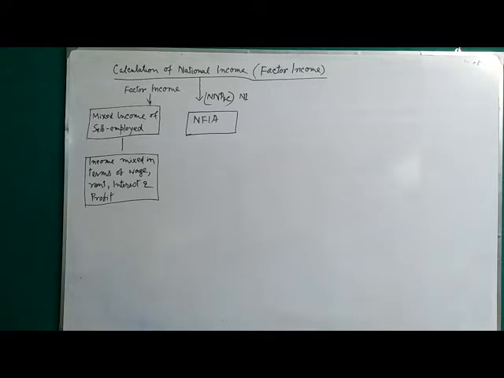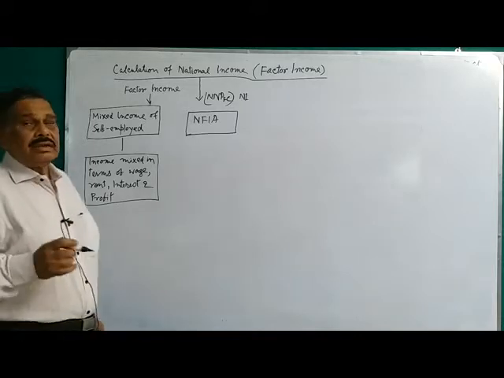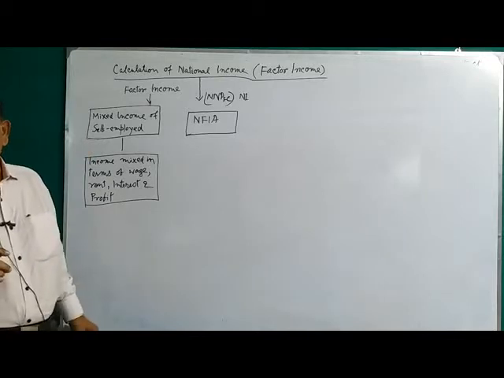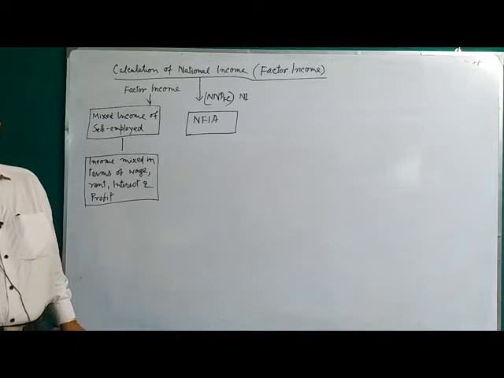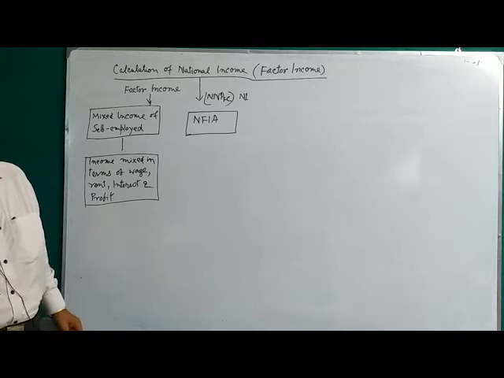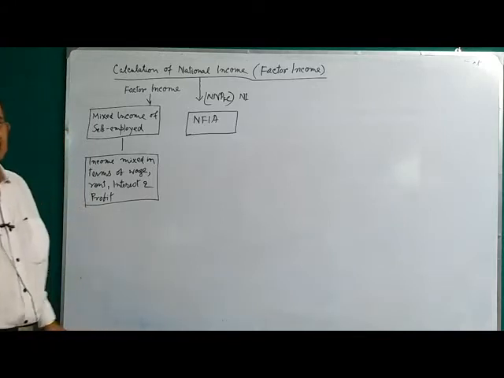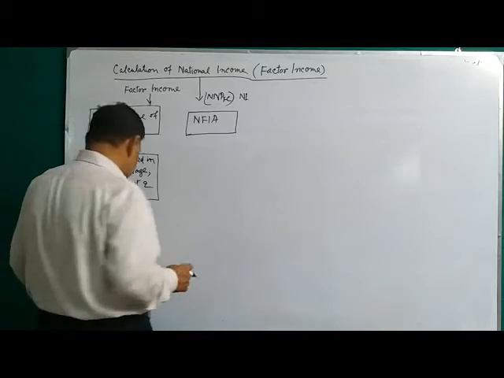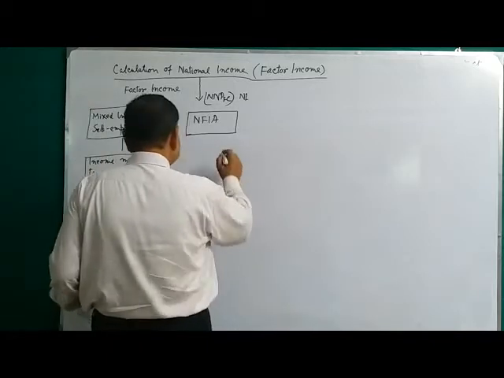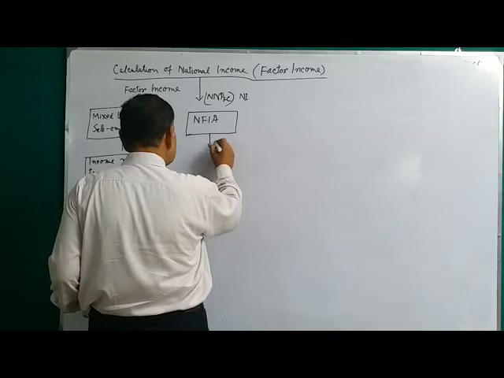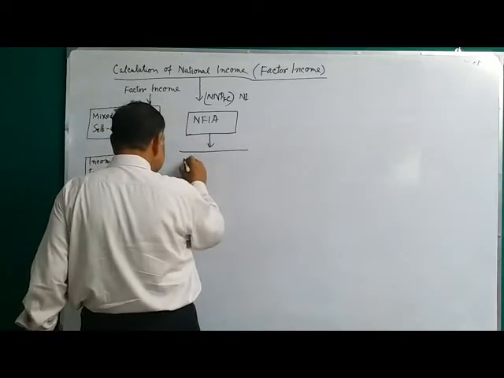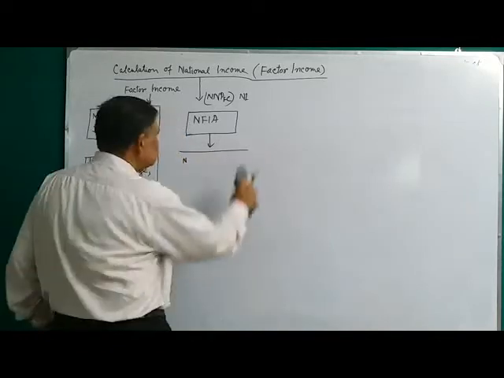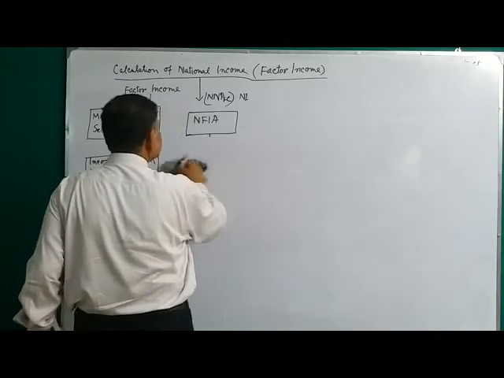Suppose India earns 1 lakh rupees from other countries, and people of other countries earn 60,000 rupees from India. Then NFIA is 1 lakh minus 60,000, that is 40,000. This is NFIA. I think it is clear. It consists of net compensation of employees, but this doesn't require more explanation. So NFIA is clear, I think.